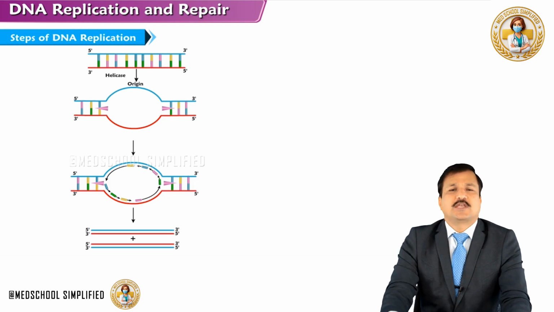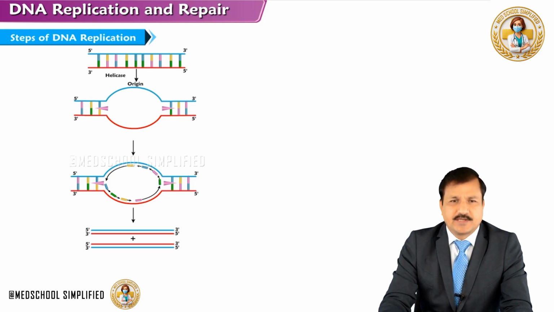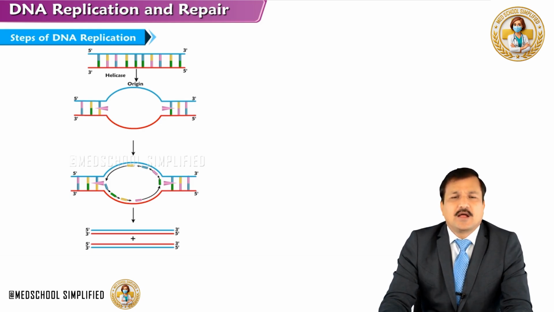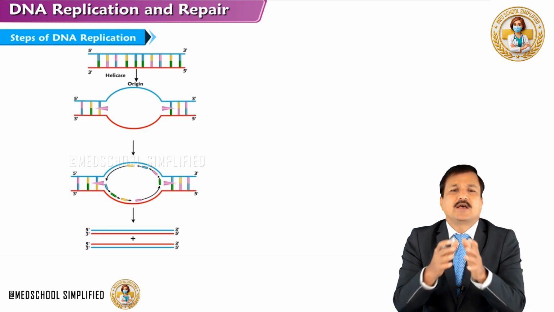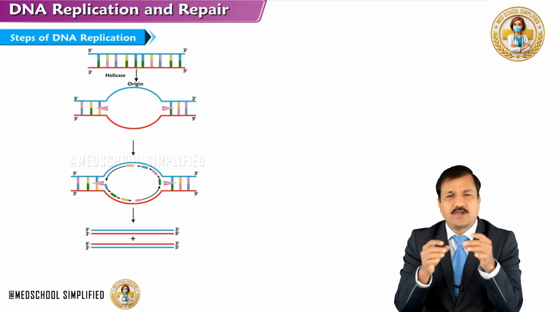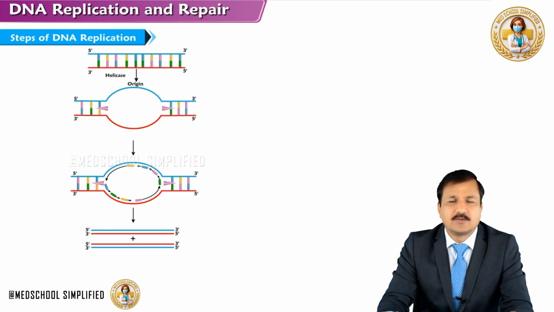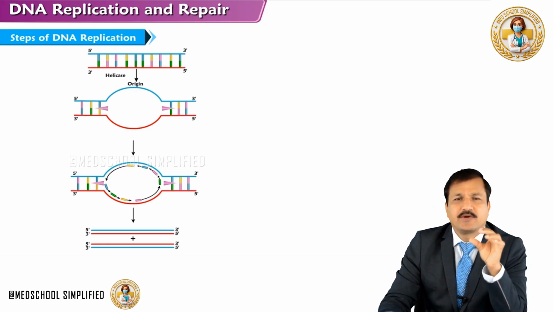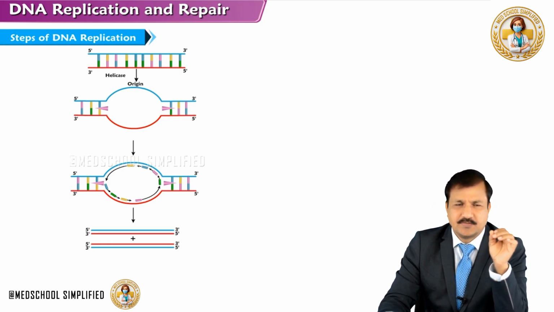Now let's move on to see the steps of DNA replication. So at the origin of replication, helicases will bind to a DNA strand and unwind the double-stranded DNA and allow the free single-stranded DNA to be available for replication. So single-stranded binding proteins will prevent a reannealing process.